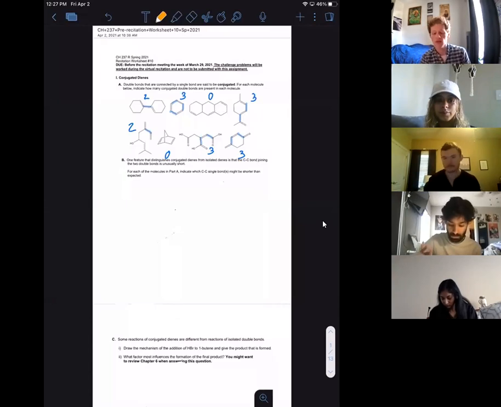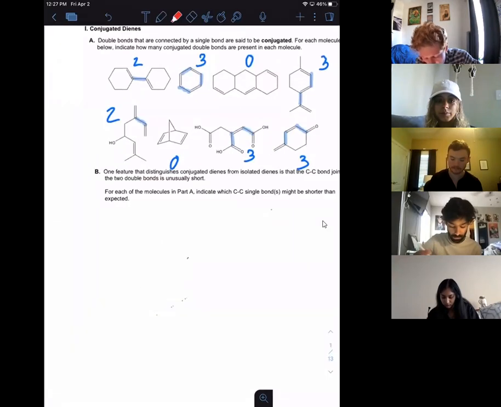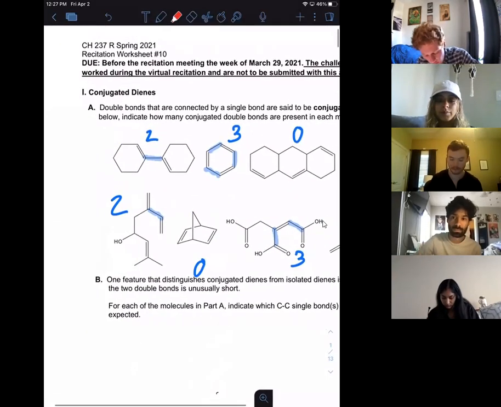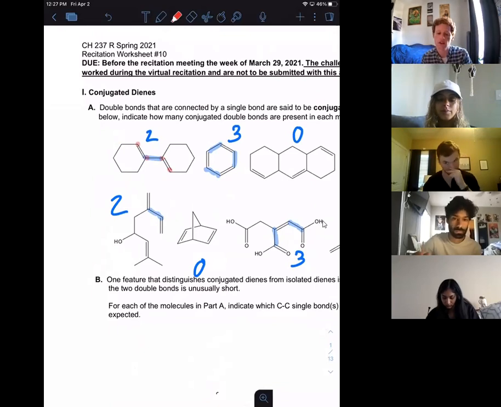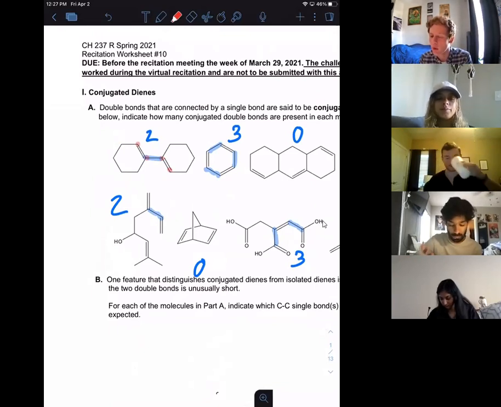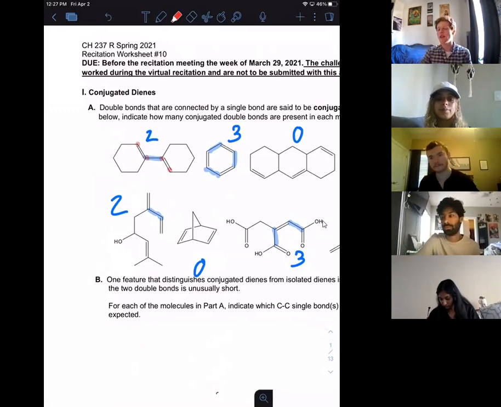So sp2 carbons are capable of participating in conjugation systems. These are all planar. All that conjugation really is, is molecules that have that sp2 conformation. They're planar, and that means they have p orbitals on either side. Remember the little dumbbells. Electrons zip back and forth across that.